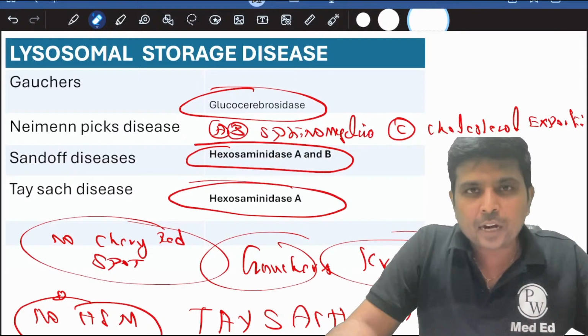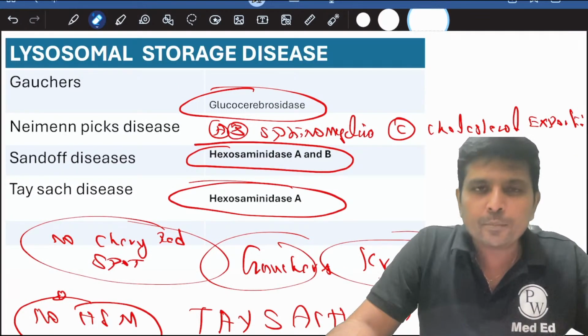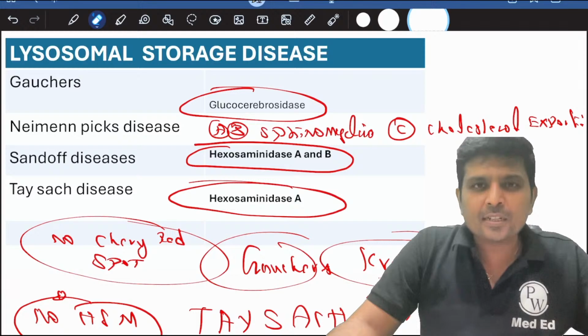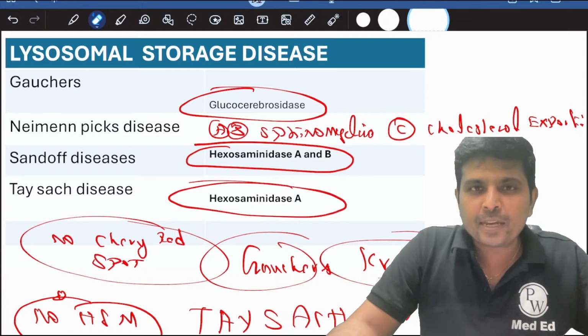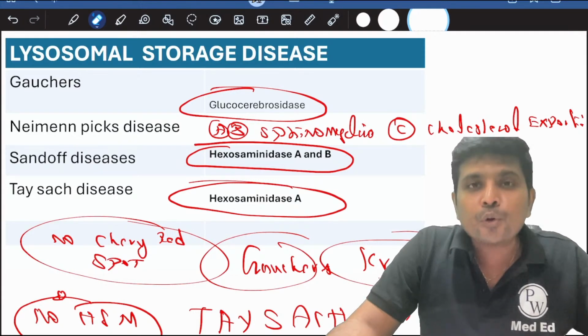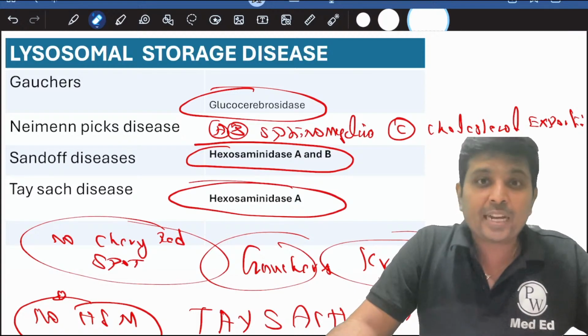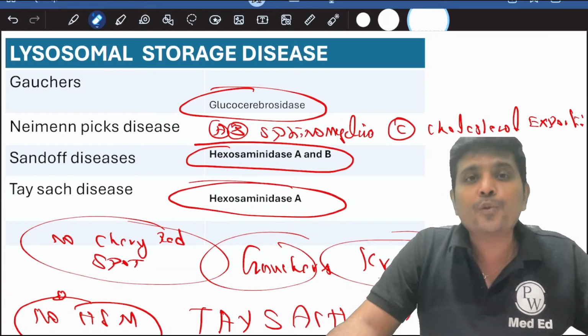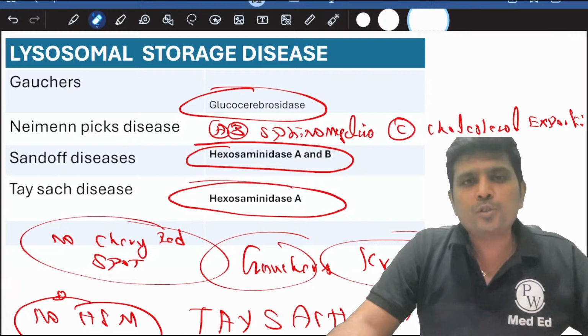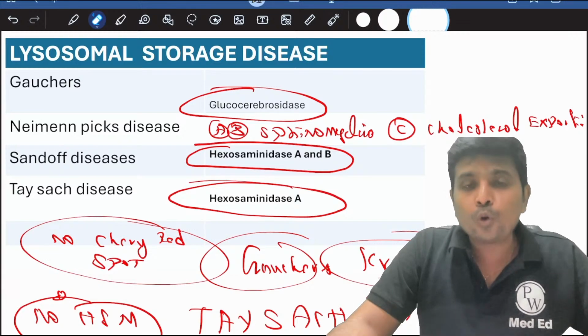Okay, other things. Gaucher's disease is due to glucocerebrosidase deficiency. Gaucher's disease type 1 is characterized by no neurological involvement, only hepatosplenomegaly. Whereas Gaucher's type 2 is characterized by fast neuroregression and death, whereas Gaucher's type 3 is characterized by slow neuroregression and death.